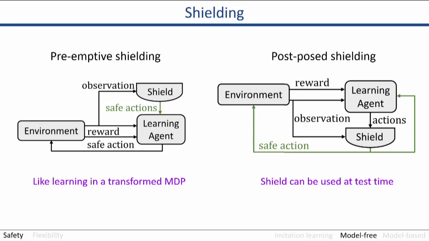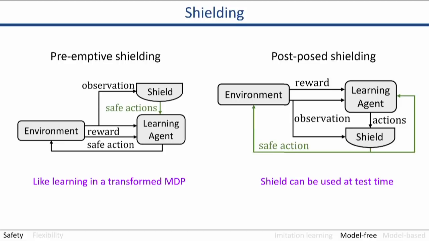I haven't even talked about how the shield is actually computed, so I'll go into that in the next slide, and that'll show you what assumptions you need to make to even evaluate what is safe and what is not. And what is put into the replay buffer, the safe action or the action?